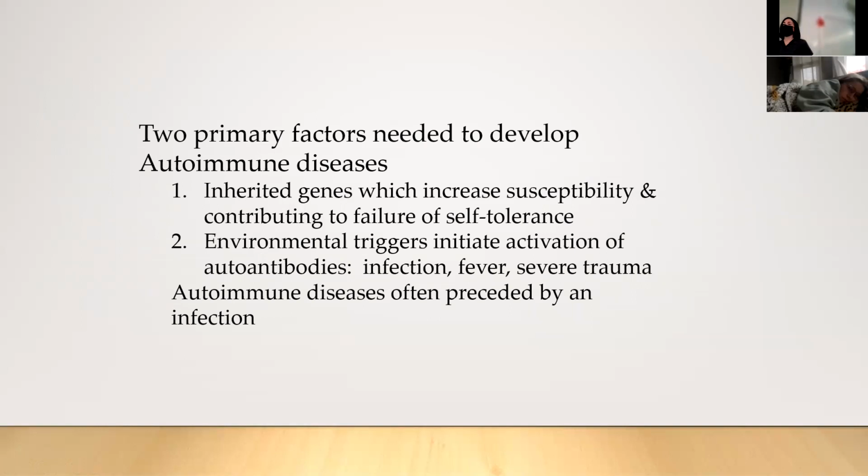There are two primary factors needed to develop an autoimmune disease. Oftentimes genetic predisposition could be a part. It increases susceptibility and contributes to the failure of self-tolerance. So that could be one. An environmental trigger could be the other, and that could be a severe infection, a bad fever, or some kind of severe traumatic experience. Autoimmune diseases are often preceded by an infection.